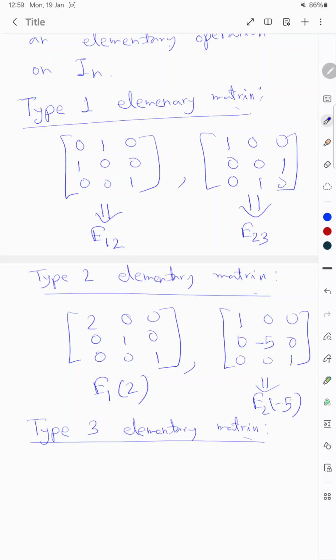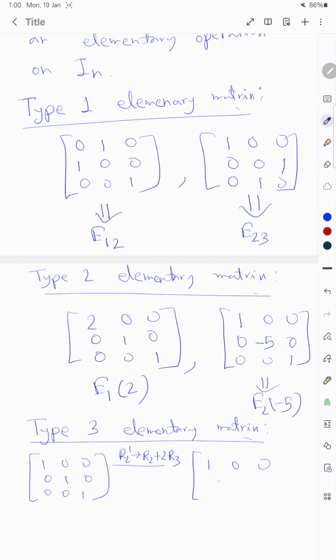So what is the operation type 3? Adding any scalar multiple of a row of A to another row or column, right? So suppose you have the identity matrix 1 0 0, 0 1 0, 0 0 1. Suppose you are doing the operation R2 equal to R2 plus 2 R3. So what are you getting here?